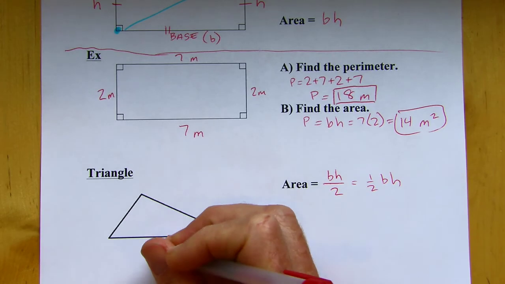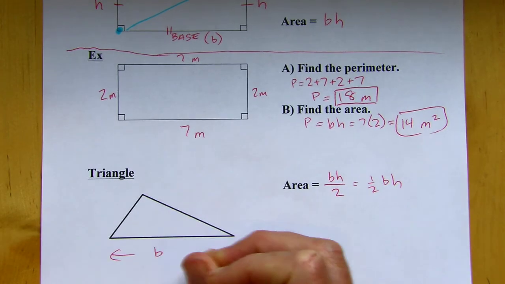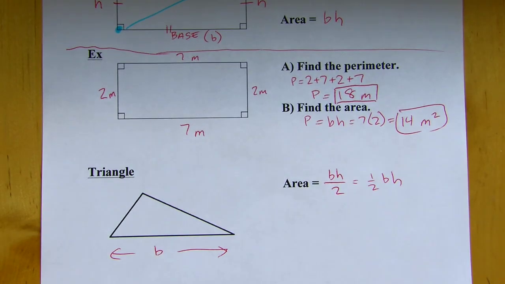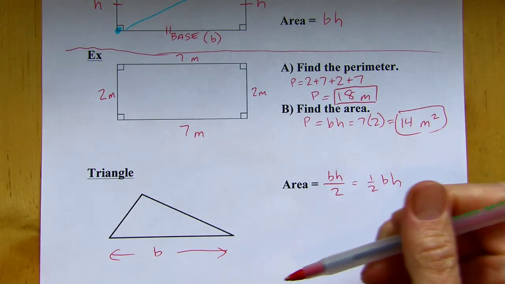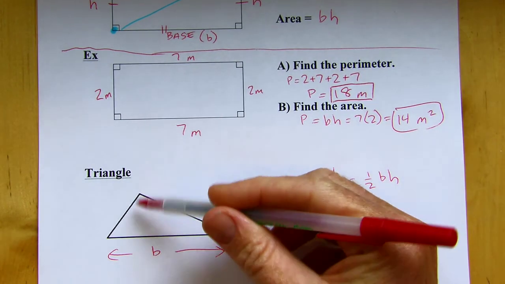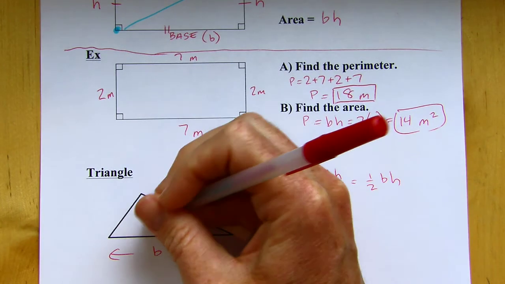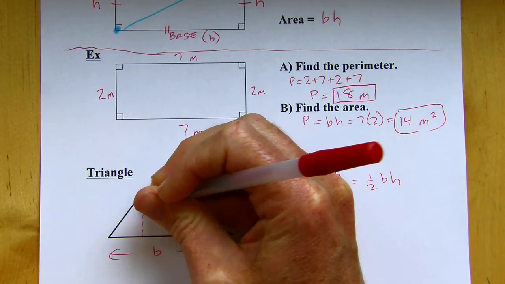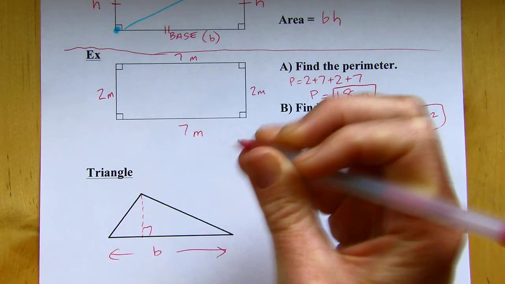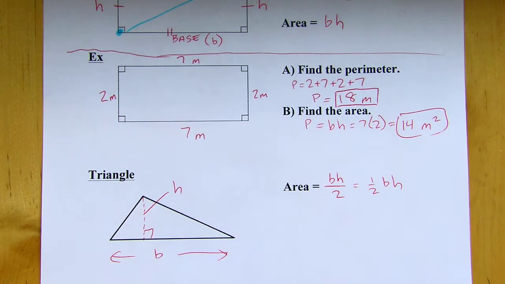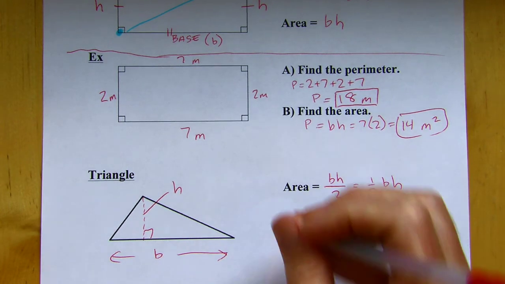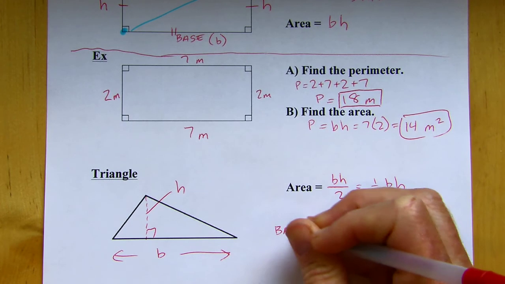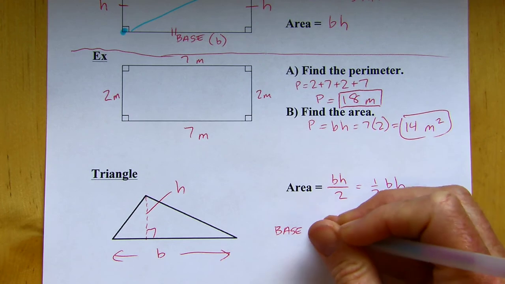Okay, and let's say I'm using the bottom side of this as the base. Okay, the height has to be perpendicular to the base, and it has to also connect to the opposite corner. So the height is going to be this distance. Okay. All right. So let me get that down. The base and height must be perpendicular.